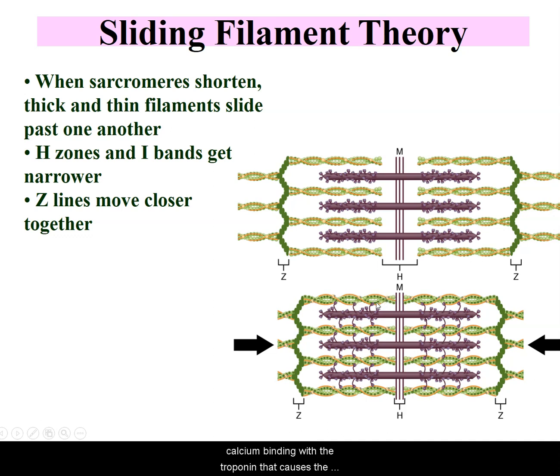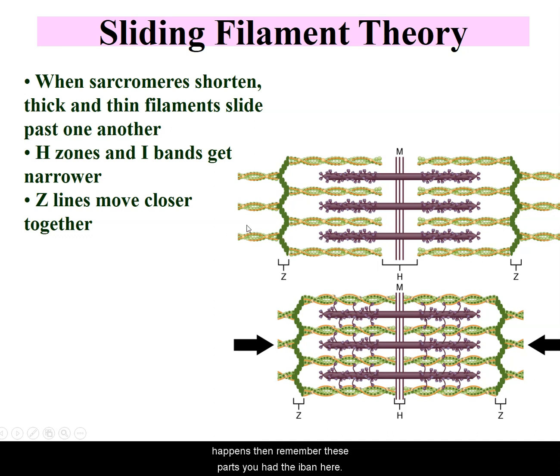When the tropomyosin exposes the binding sites from the calcium binding with the troponin, that causes the tropomyosin to move and expose the active site, the myosin head binds with the actin molecule and pulls it along. You have cross bridging, that's when they touch, and then you have a power stroke where it pulls that actin along. When this happens, then remember these parts.